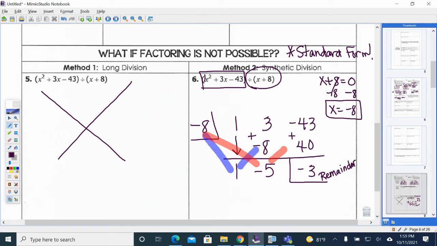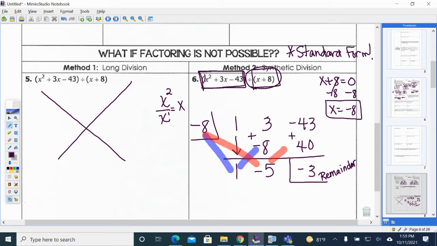Now, synthetic division itself is a very simple process. The hard part is getting it set up and then interpreting the answer. So let me show you how to interpret the answer. If I take an x squared and I divide by an x, when we subtract those exponents, 2 minus 1 gives me 1. So what we're doing here is we're taking our 1x squared plus 3x minus 43, and we're dividing out an x plus 8.